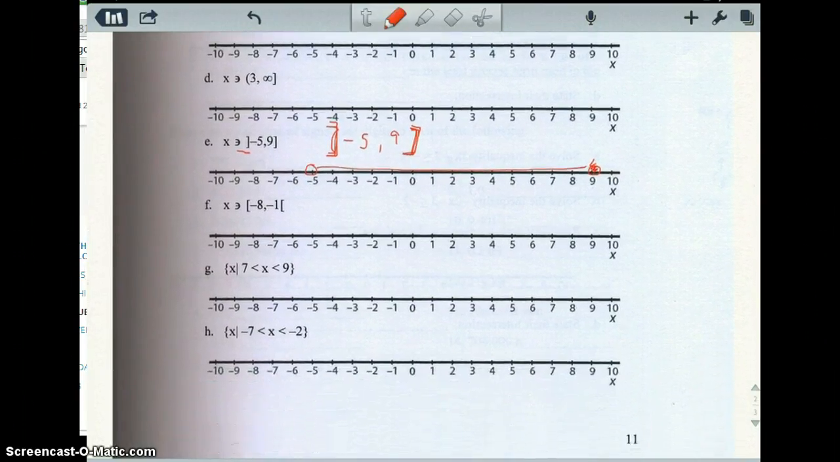Okay, oh, and the other thing we need to do is we need to write it in the other notation. When they say the other notation, they mean with the less than signs, like that. Now the thing is, is either one of these less than or equal to? Well, negative 5 is not included, so it's just less than. 9 is included, so we need to put less than or equal to. Okay, so the other notation would be this. X such that x is between negative 5 and 9, includes 9, doesn't include negative 5.